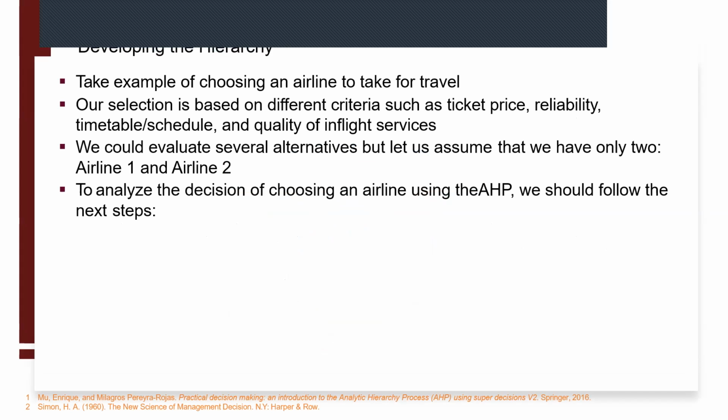So the selection is based on different criteria such as ticket price. So how much is the ticket? Reliability of the airline in terms of reputation. And then the schedule, which airline provides a better schedule. There are airlines that operate to a certain destination with several time schedules in a day. But the major carrier will provide a very limited number of time schedules, but they utilize bigger aircraft. So there's a different strategy there. It depends on the airline. And then the last is the quality of in-flight services.